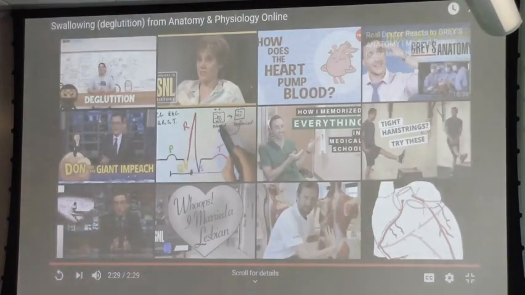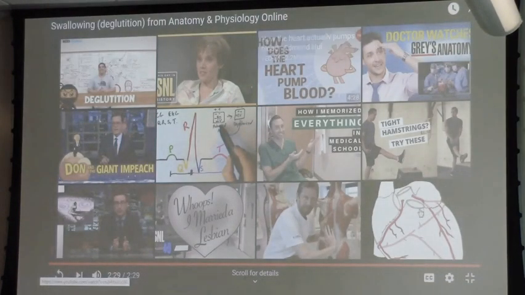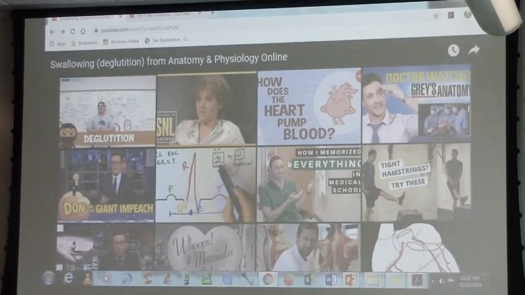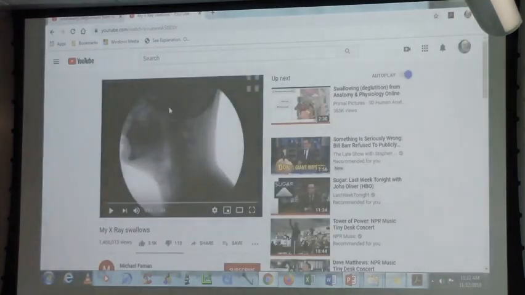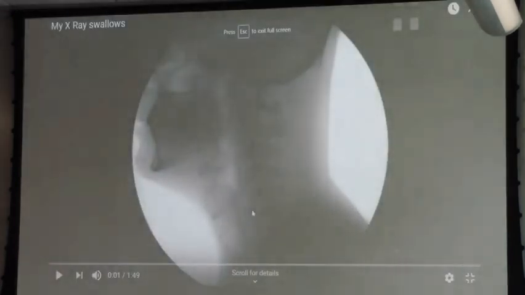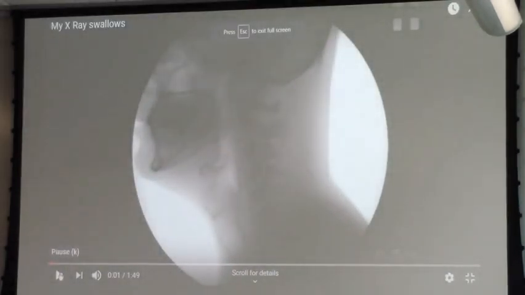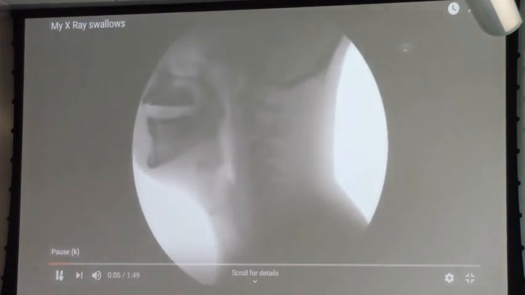Let's stop. Okay, so now there's another video. This one is not a cartoon. This one is a real X-ray of someone swallowing. They're swallowing something that's radio opaque, so it shows up on the X-ray. Chewing, mastication, deglutition. I'm going to see if I can slow it down.